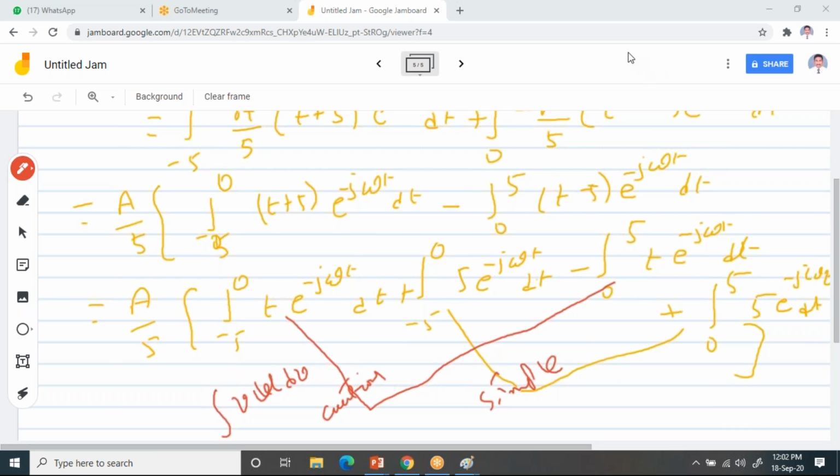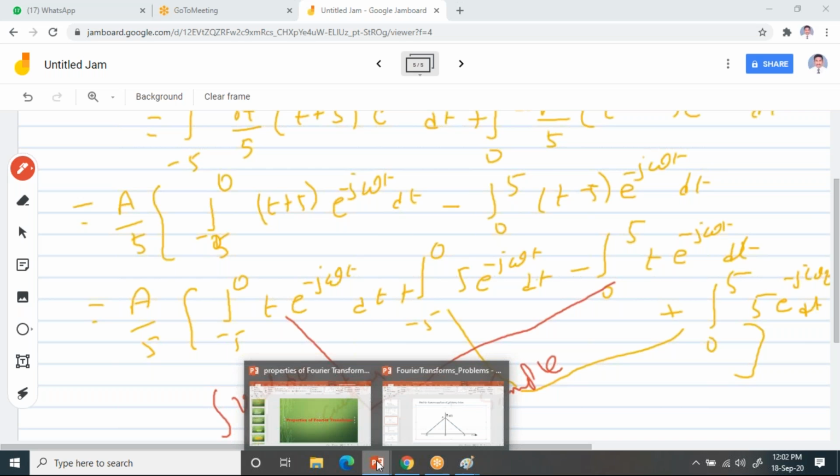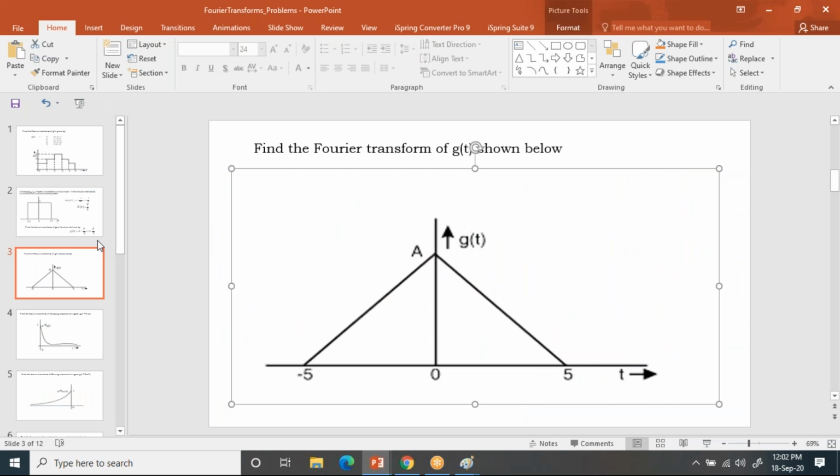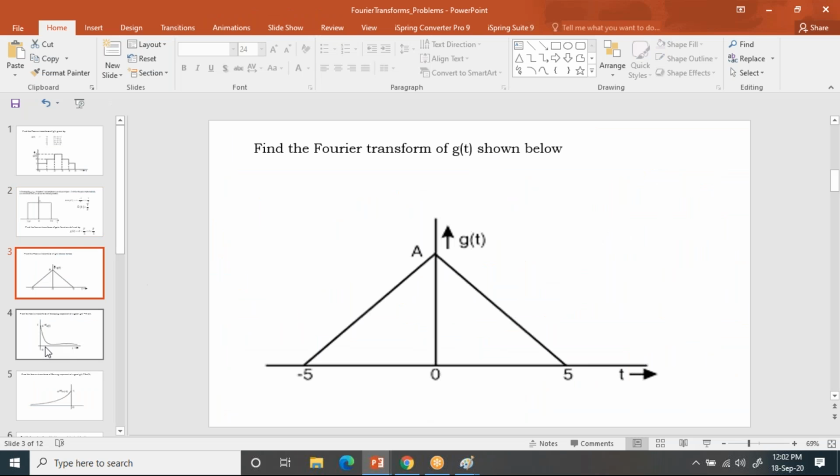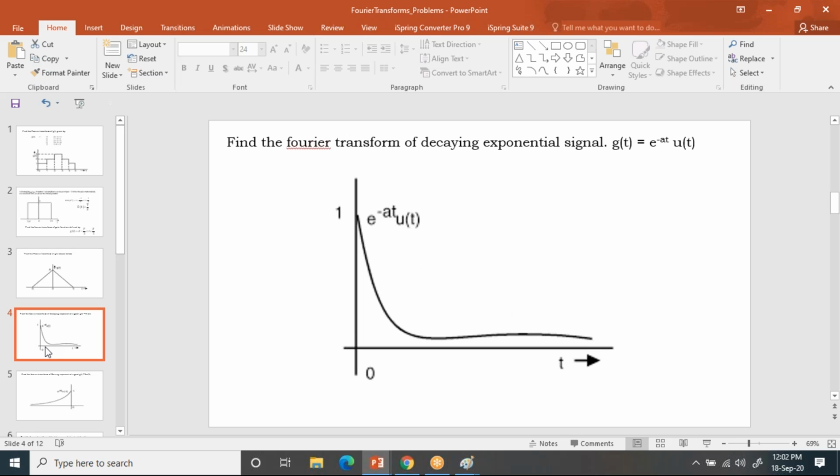Yeah, thank you. Now see this, the next problem. Now observe it. In today's class, we solved one problem, which is a staircase problem. Then the other one is a rectangular pulse, and the third one is the triangular waveform. So these are the 3 problems which we solved so far. Now after that, we have the next problem which we already solved. This is the decaying exponential signal.